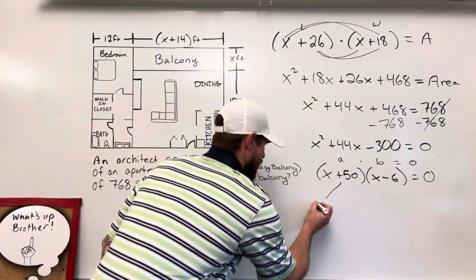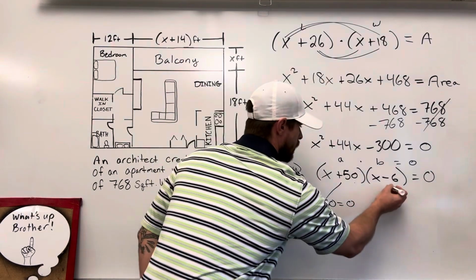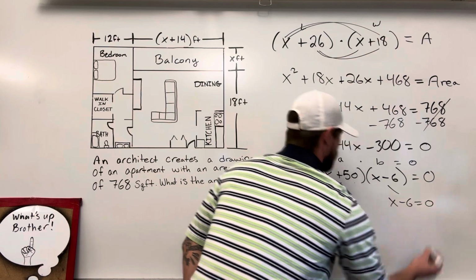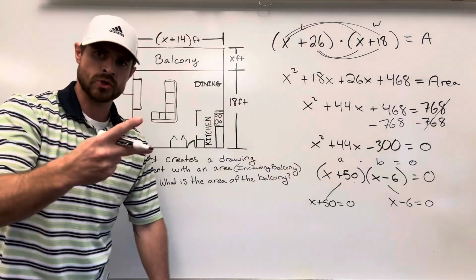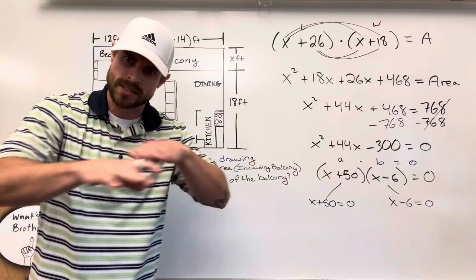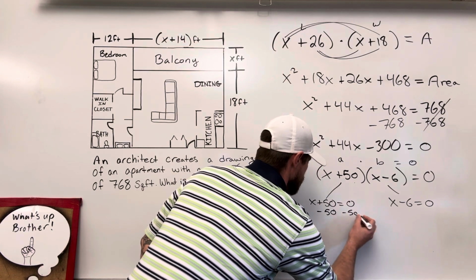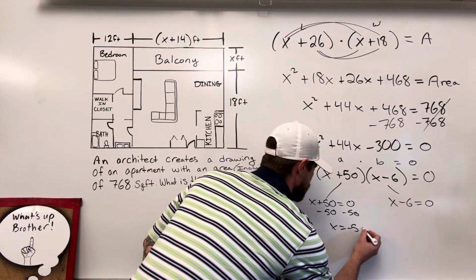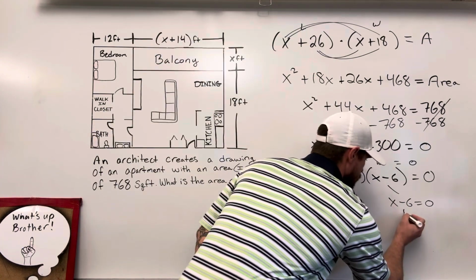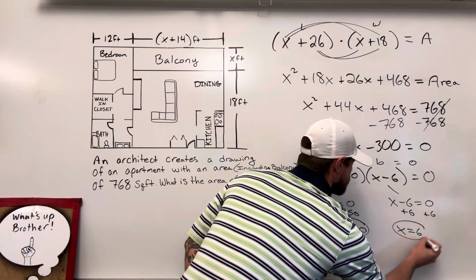So I'm just going to say x plus 50 could be my 0, or x minus 6 could be my 0. Now, if I solve each of these, I'm going to get two solutions. Remember, if we were to graph the quadratic, these are the two points where it's going to cross the x-axis. So minus 50, x could be a negative 50. To make this true, x could also be, add 6, x could also be a positive 6 to make this true.